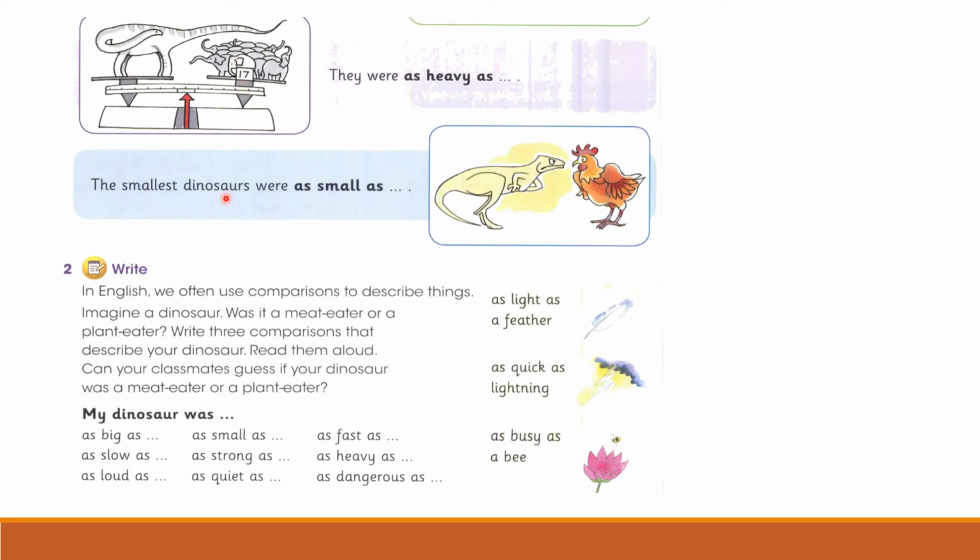Okay, the smallest dinosaur was as small as what? Look here, as small as a chicken. So let's look at these comparison words here. So we often use comparison to describe what? To describe things. Okay, look at this one. As light as a feather, as quick as lightning, as busy as a bee, as big as. So we have a lot of comparisons in English, and these are all commonly used in English.